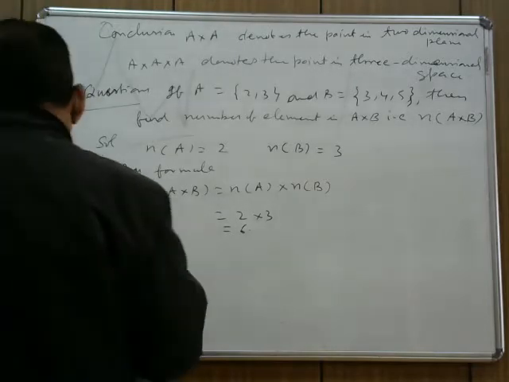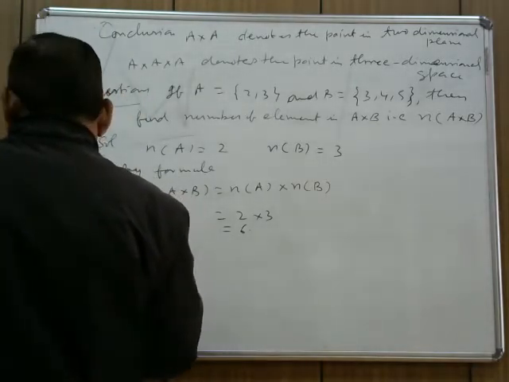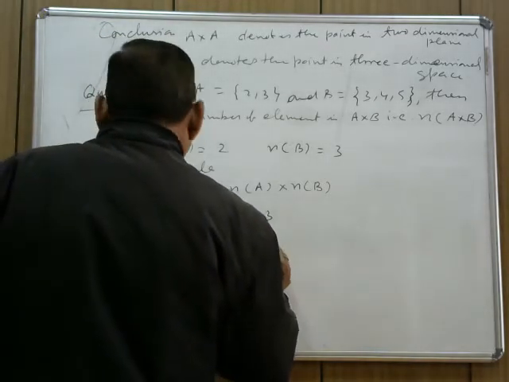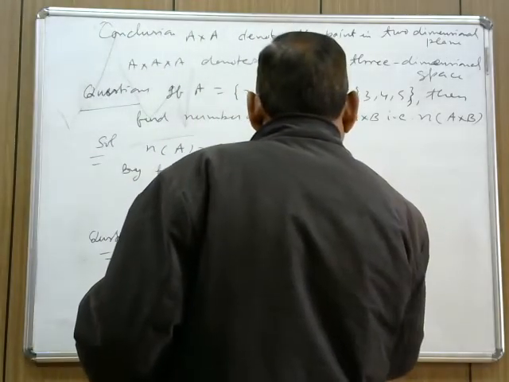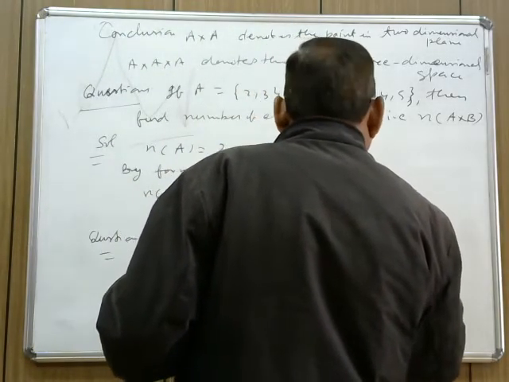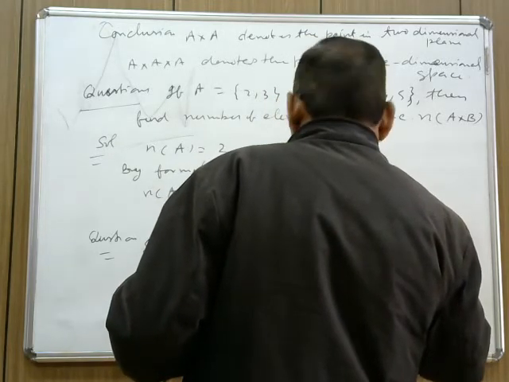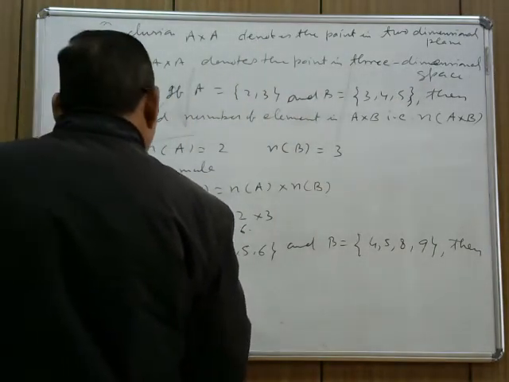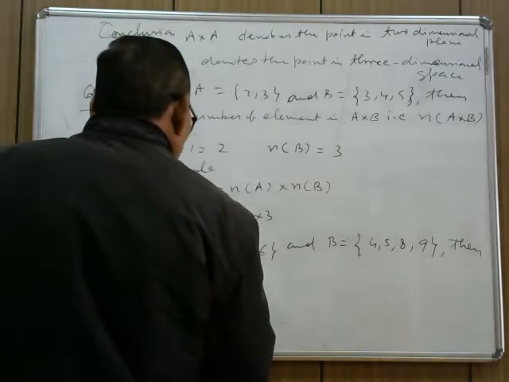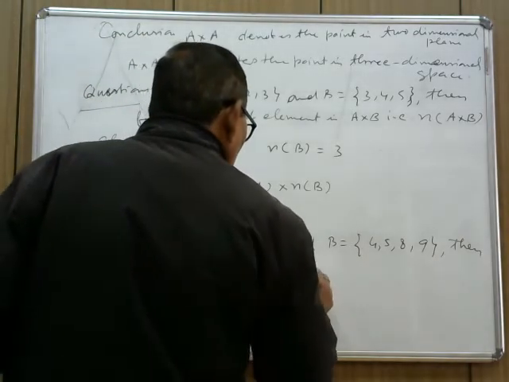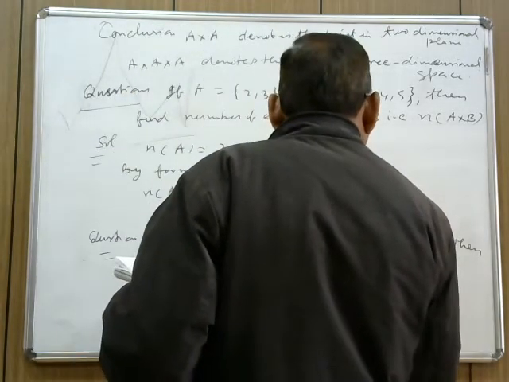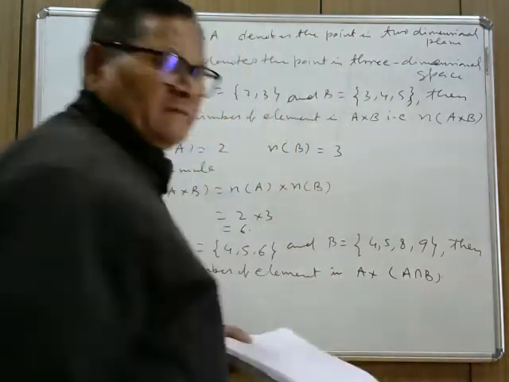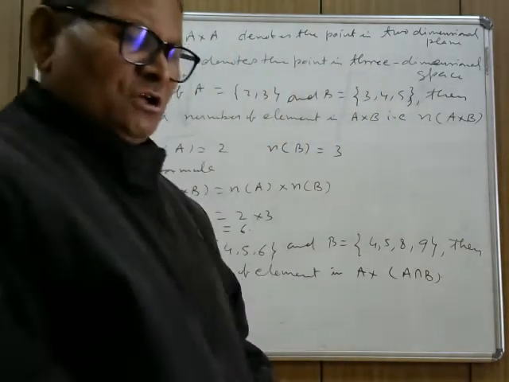Another question. If set A equals {4, 5, 6} and set B equals {4, 5, 8, 9}, then find the number of elements in A cross (A intersection B). This is an important question.